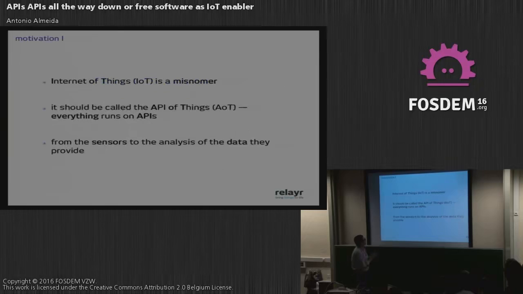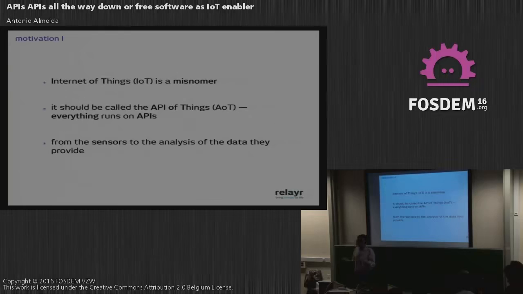I think the IoT is really a misnomer. It's not the proper term, because it's not things. What you connect are really APIs, okay? You have an API on the devices, you have an API from the bridging devices that connect to the cloud, and then from the cloud you have even more devices, more APIs.